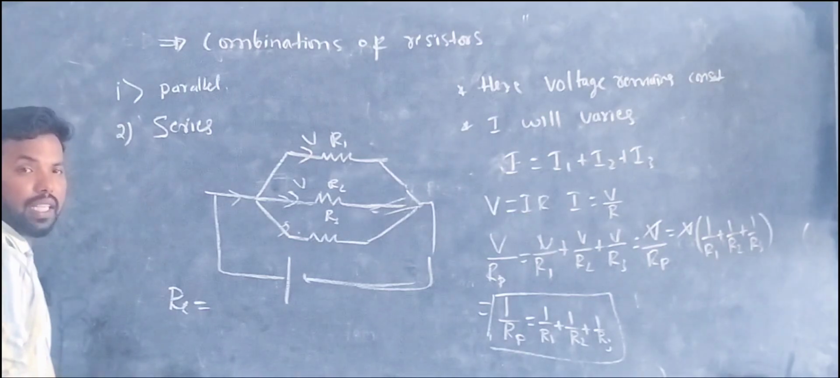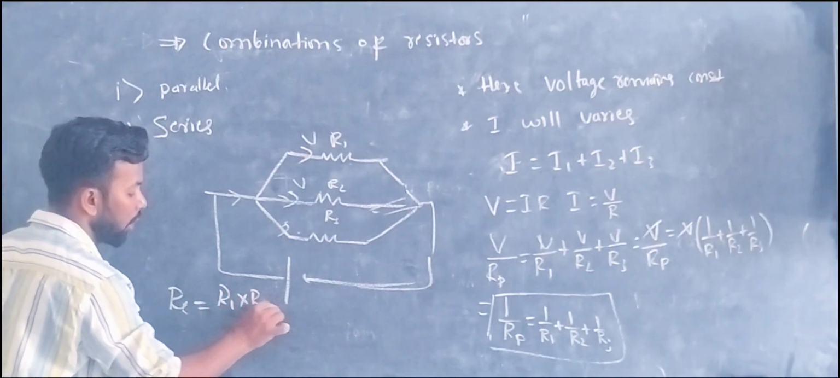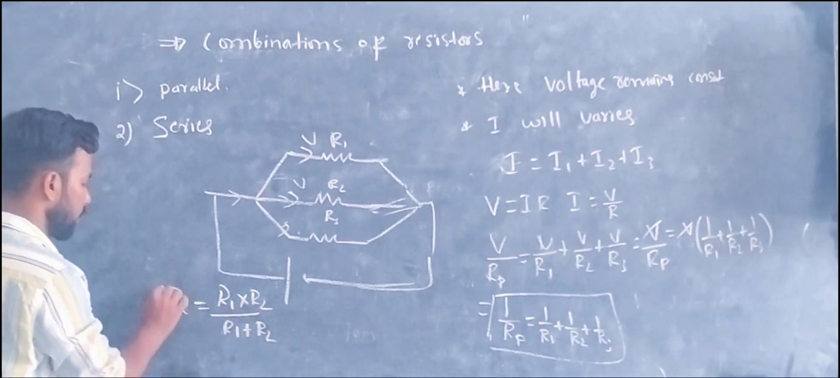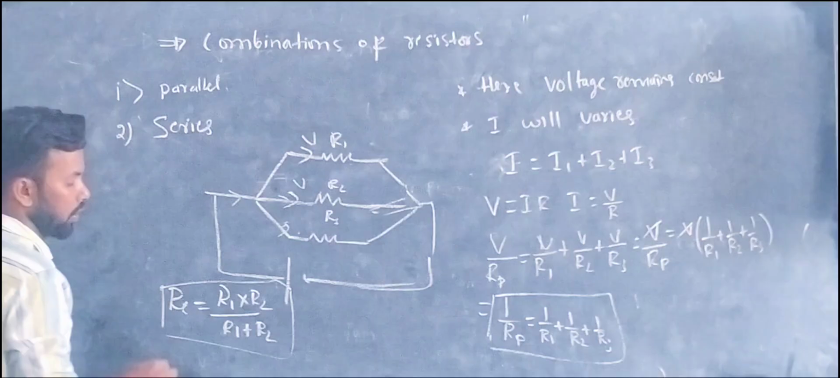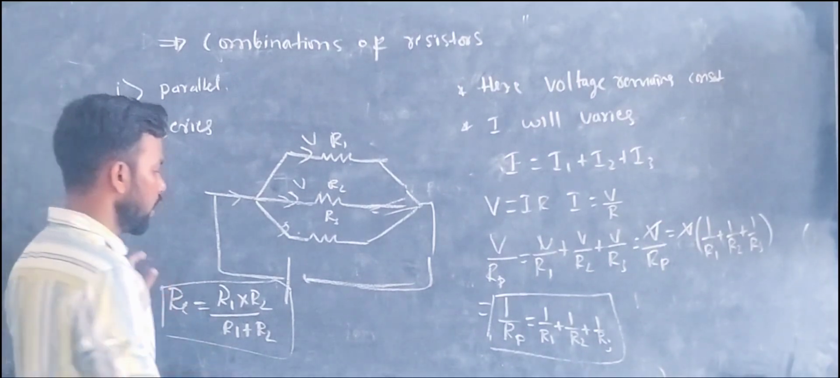If only two resistors are there, R1 and R2, then R equivalent is R1 into R2 divided by R1 plus R2.